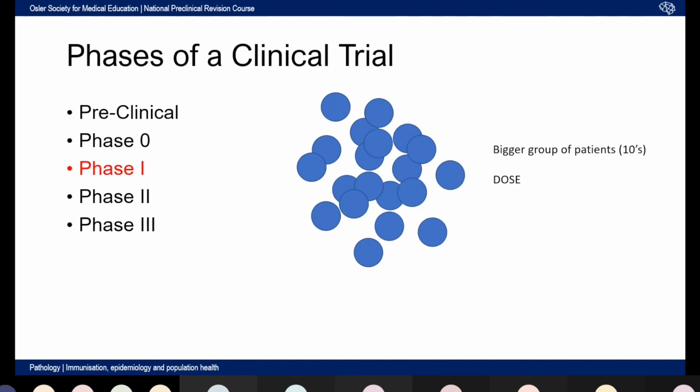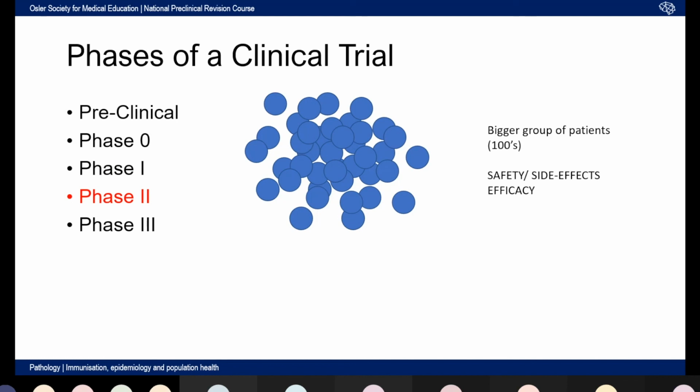You then go into phase 1, which is a slightly bigger group of patients, probably 10 to 100. This is a dose escalation study, so you gradually increase the dose, and you're really checking the safety at this stage. Like, is the treatment or drug that you're testing toxic? Then you move on to phase 2, which is an even bigger group of patients, so this time hundreds. In this case, you're testing the safety and side effects again, but you're also looking at the efficacy. Does it do what you expect it to do? Does it treat the disease you're expecting?